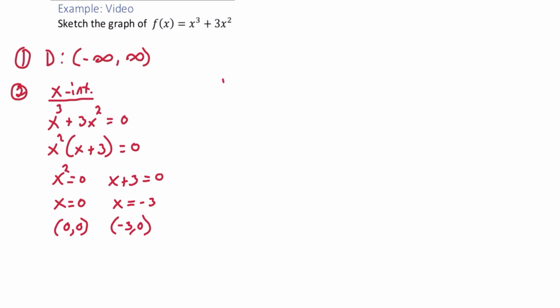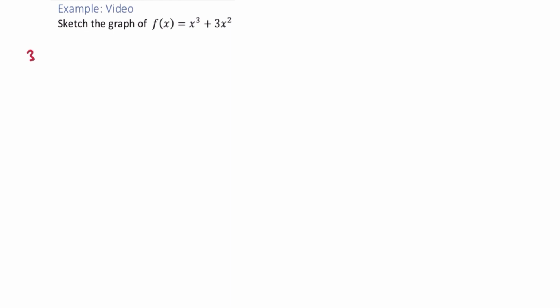To find y-intercepts, we simply make all of the x's 0. So we have 0 cubed plus 3 times 0 squared. f of 0 is 0. So again, we have the origin.